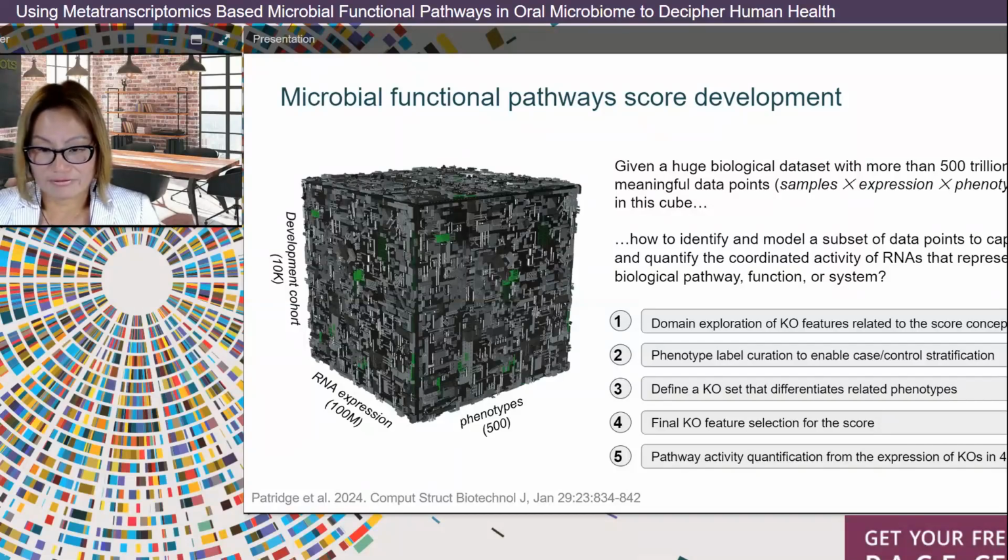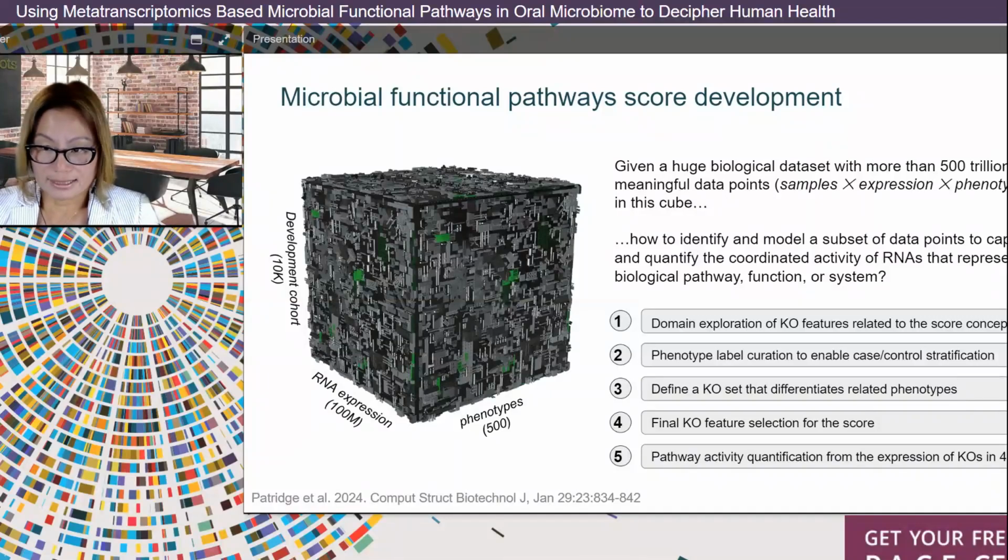And then we have another axis representing the RNA expression, the gene expression. This is from the microbiome whole catalog, there are over 100 million genes. Now, not all of them are expressed at any given time point, but this is the whole collection of all the data points.